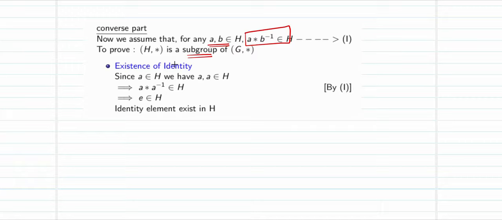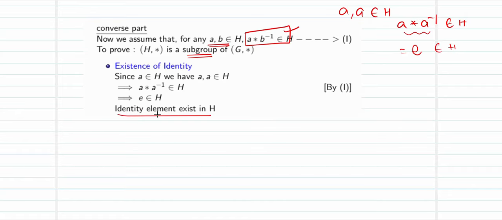Now, let me first prove the existence of identity. I have the element A belonging to H, and I know that for any elements A, A belonging to H, this condition says A star A inverse belongs to H. But what do you know about A star A inverse? A star A inverse is nothing but your E. So E belongs to H. What is your E? E is the identity element. So the identity element has now come inside my H.